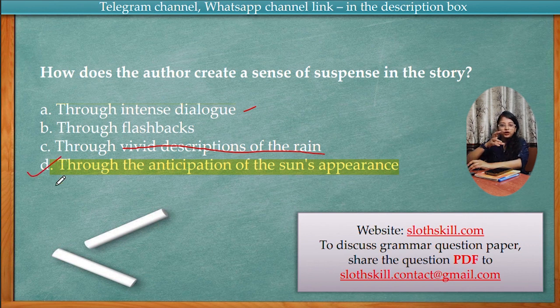Okay, this dialogue was all about the sun only. That when will it come? How long will it take? How long will it stay? Why is it not coming? Where is the teacher? Why is she not present over here to open the door? We will be late, right? It is all related to the sun's appearance. So that is what is important. Option number D.